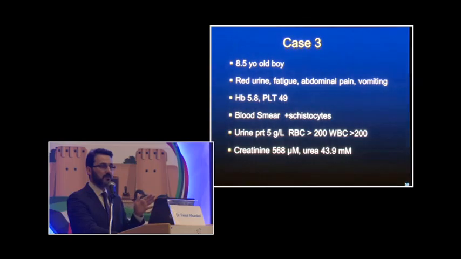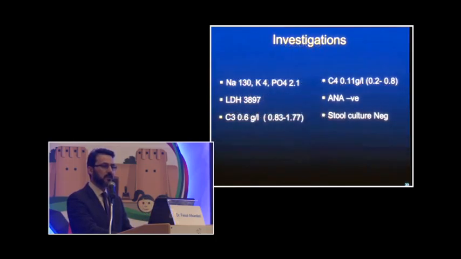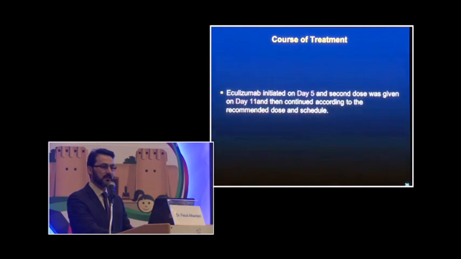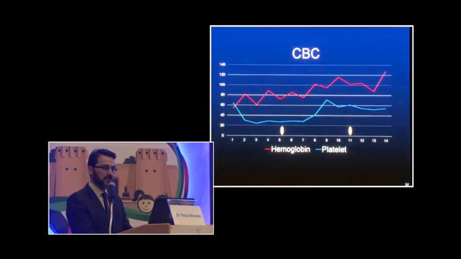Initially, we started him on dialysis and plasmapheresis. He started to deteriorate. He almost went into pulmonary hemorrhage. But then we got the eculizumab. This was given day 5 and day 11. So as you can see, the miraculous has happened.